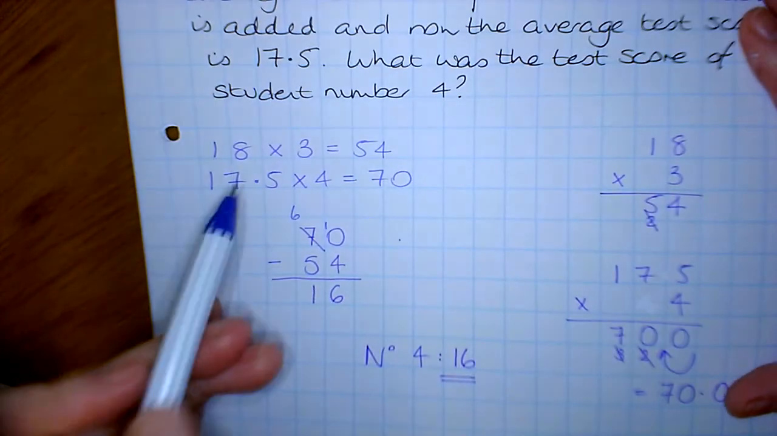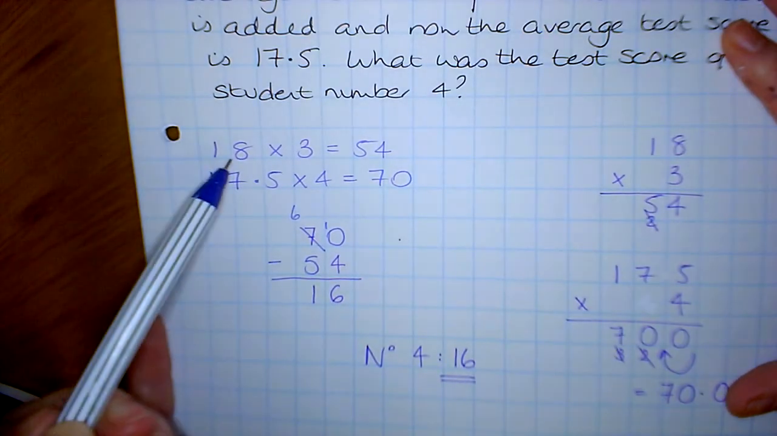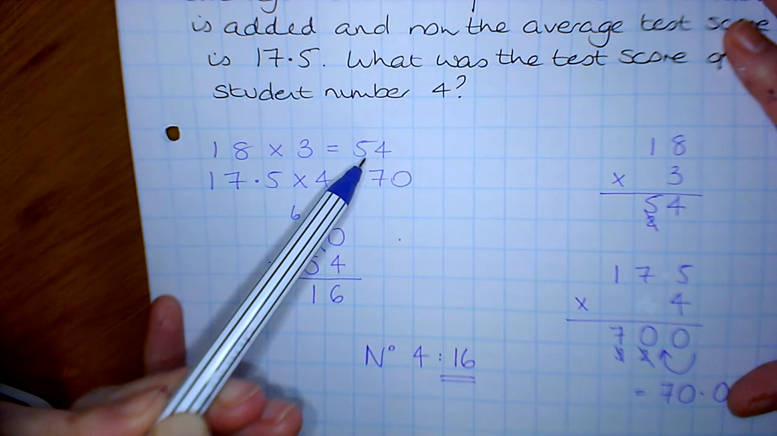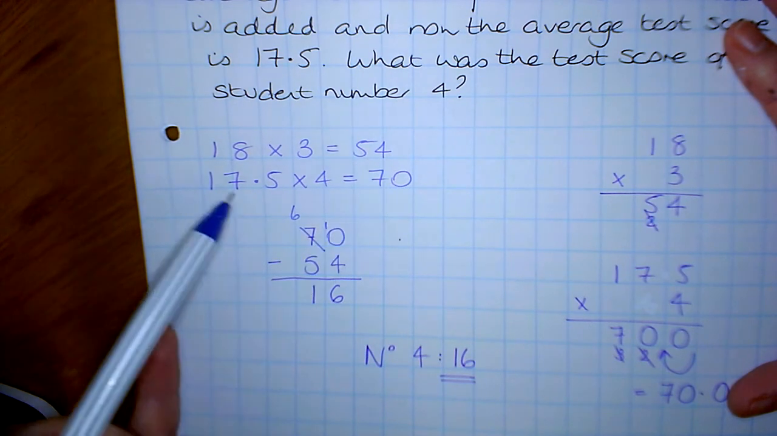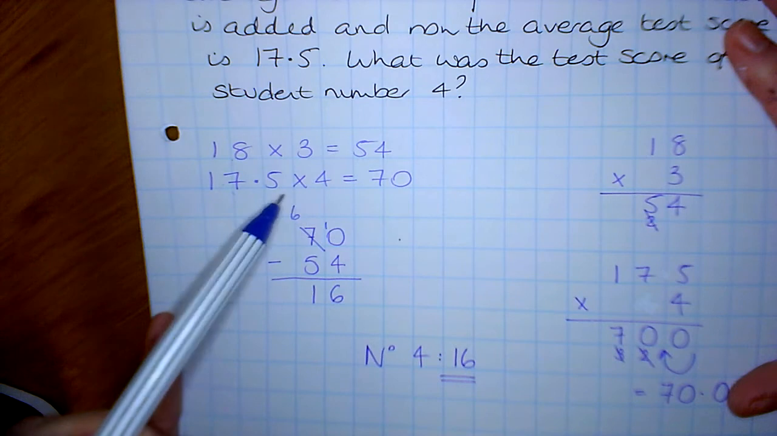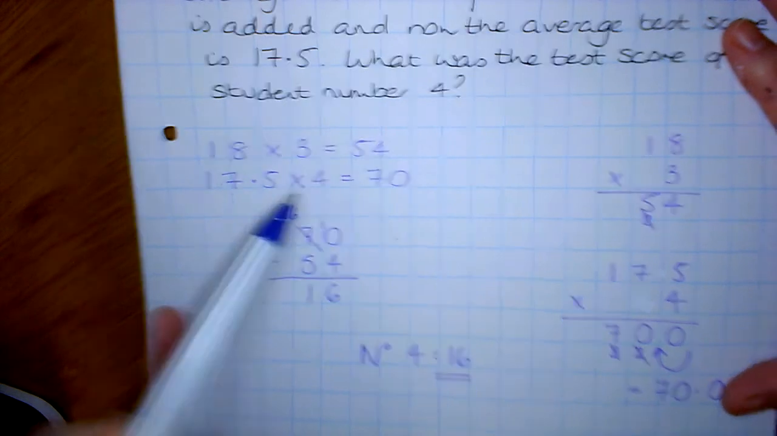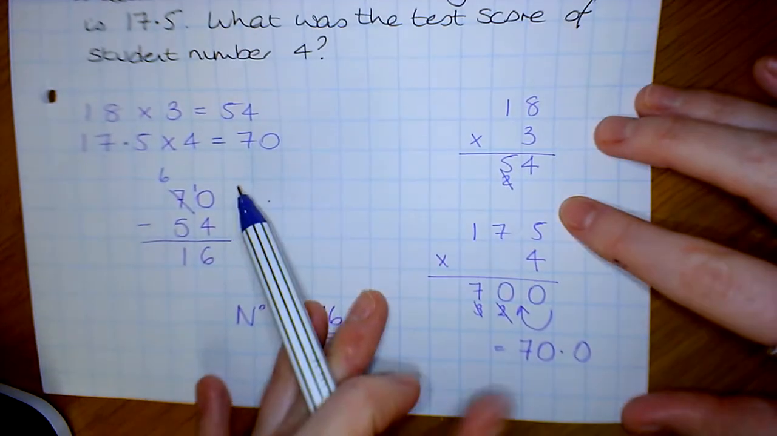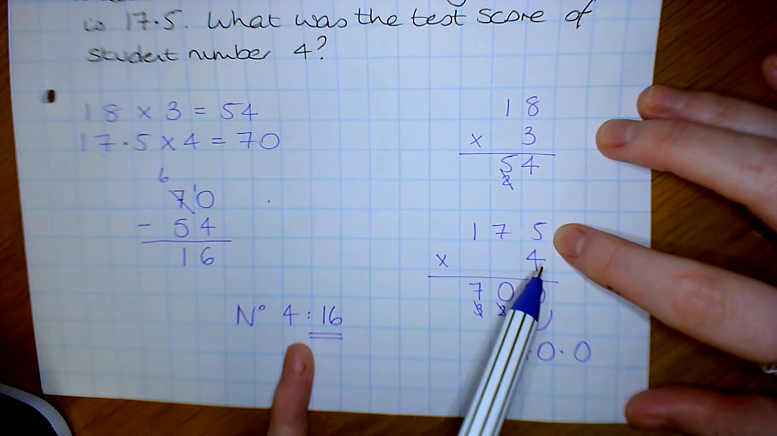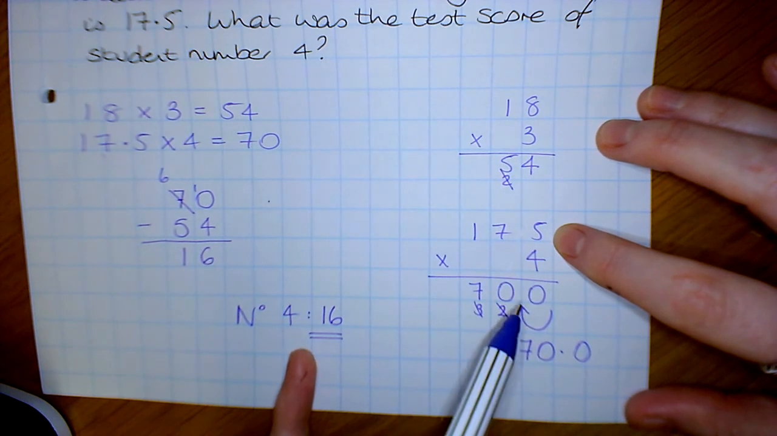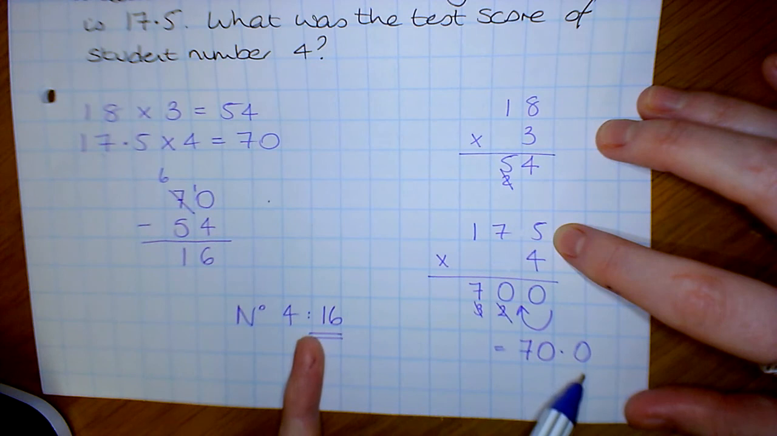Alright, and your answers are here. First thing to do is to do 18 times 3 is 54, and 17.5 times 4 is 70. Easiest way to do this one is to double it and get 35, and double it again. But if you didn't want to do that and you wanted to do column multiplication, you can do so. You need to do 175 times by 4 and put 1 decimal place into your answer. So 70.0 or just 70.